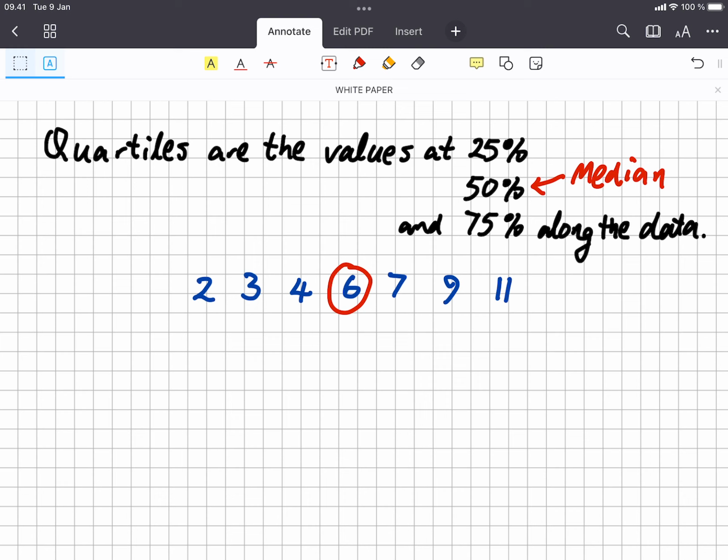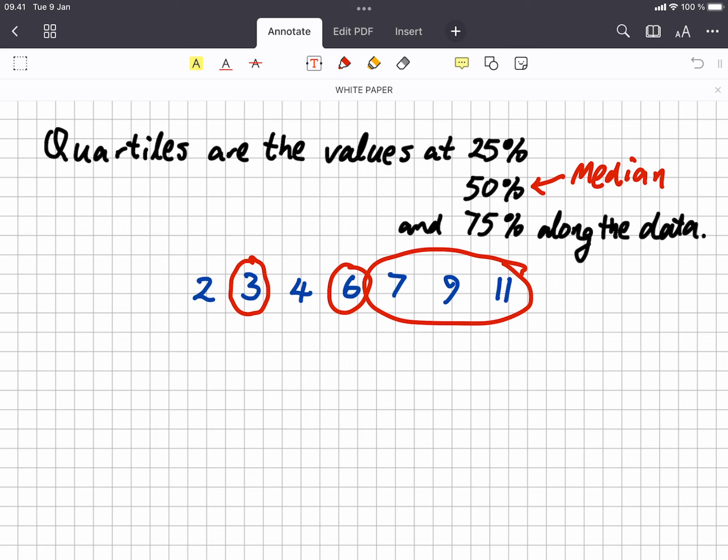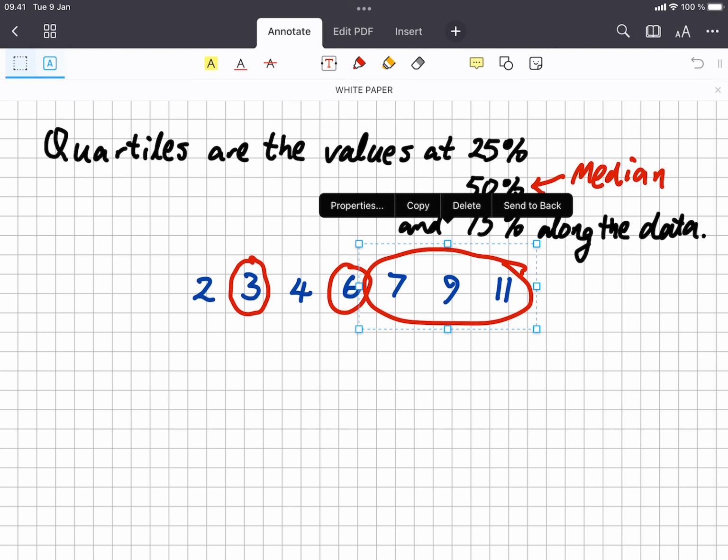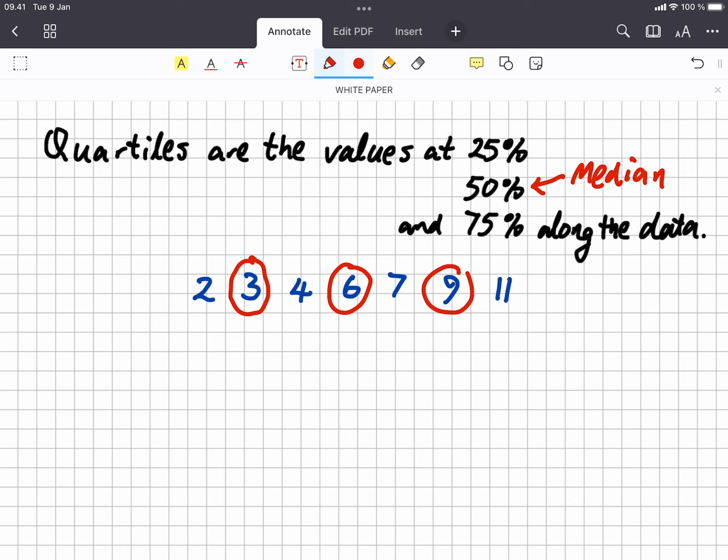So the 6 is the median, and there are 3 values below it. So out of those 3 values, the middle value is a 3. And then there are 3 values above the median. So the middle value of those 3 is a 9. So those are the 3 values that split the data into 4 parts.